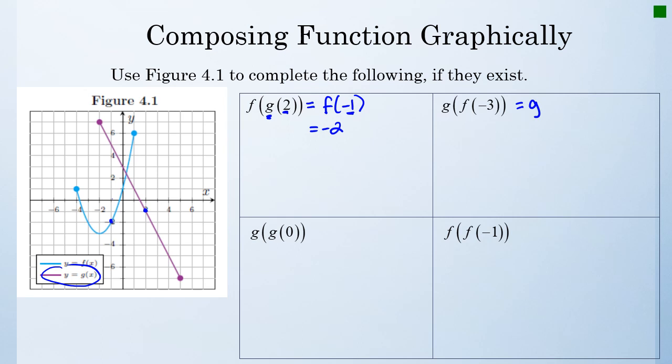Okay, next one, g of f of -3. So this means go to f, figure out what the output is when we input -3. So f is blue. When I input -3, I'm right here, which gives me a y value of -3. So now I go to g and input -3. And when I input -3 into g, it looks like my function is not defined for -3. So this is undefined.